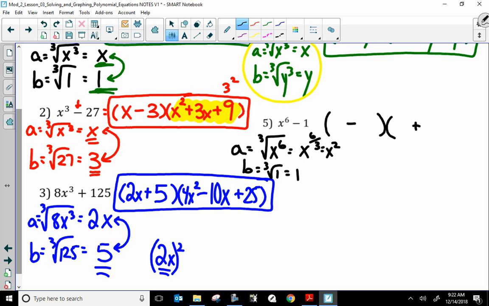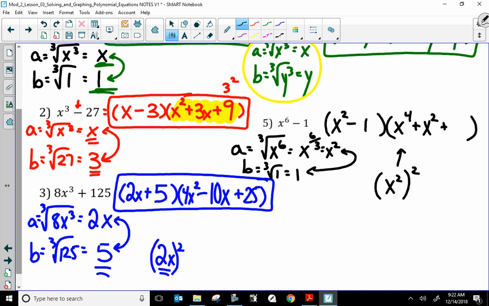Opposite, always a plus. So I put my A value, and I put my B value. Now, I have to square my A value. That means it's x squared, and I have to square it. That actually gives me x to the fourth. Okay? Now I multiply A times B. 1 times x squared is x squared. And the last one is B squared. If I take 1 and square it, it's still 1.